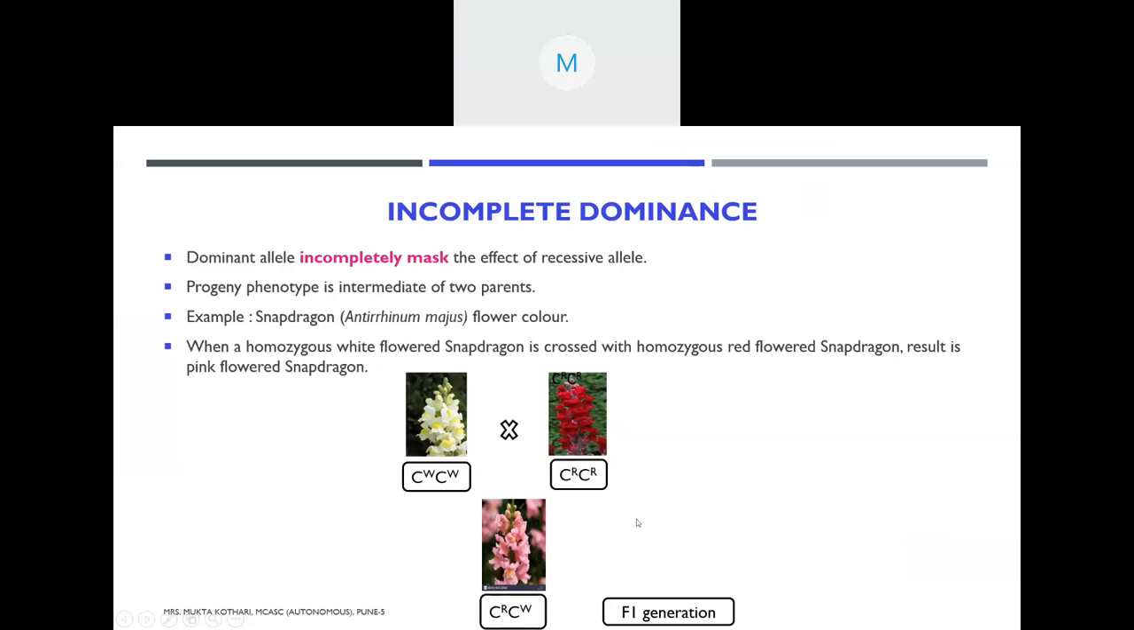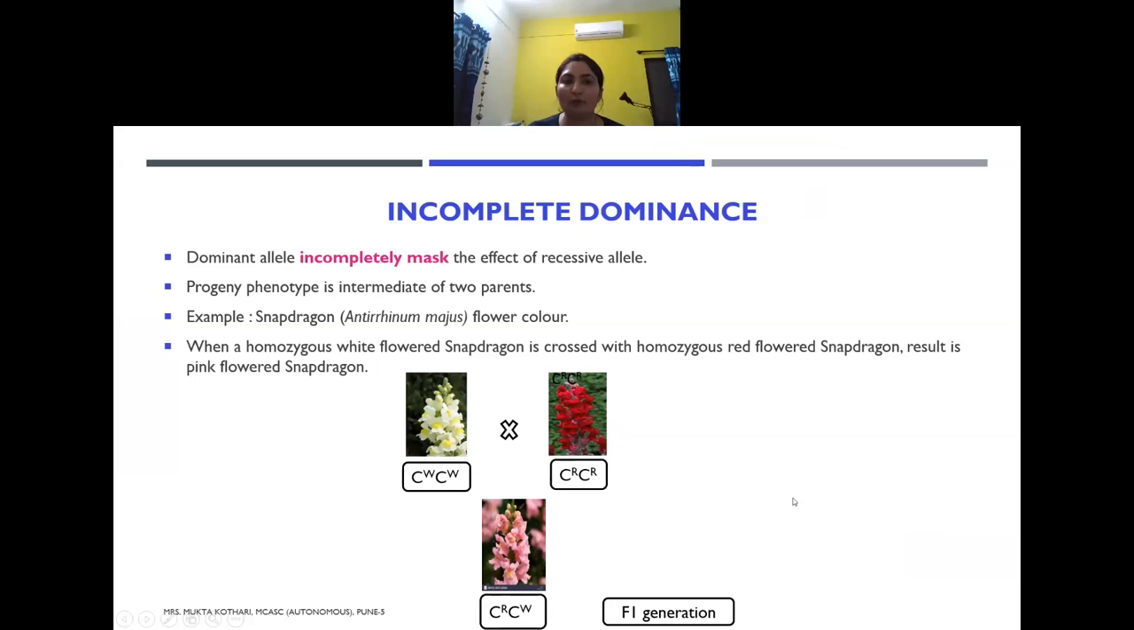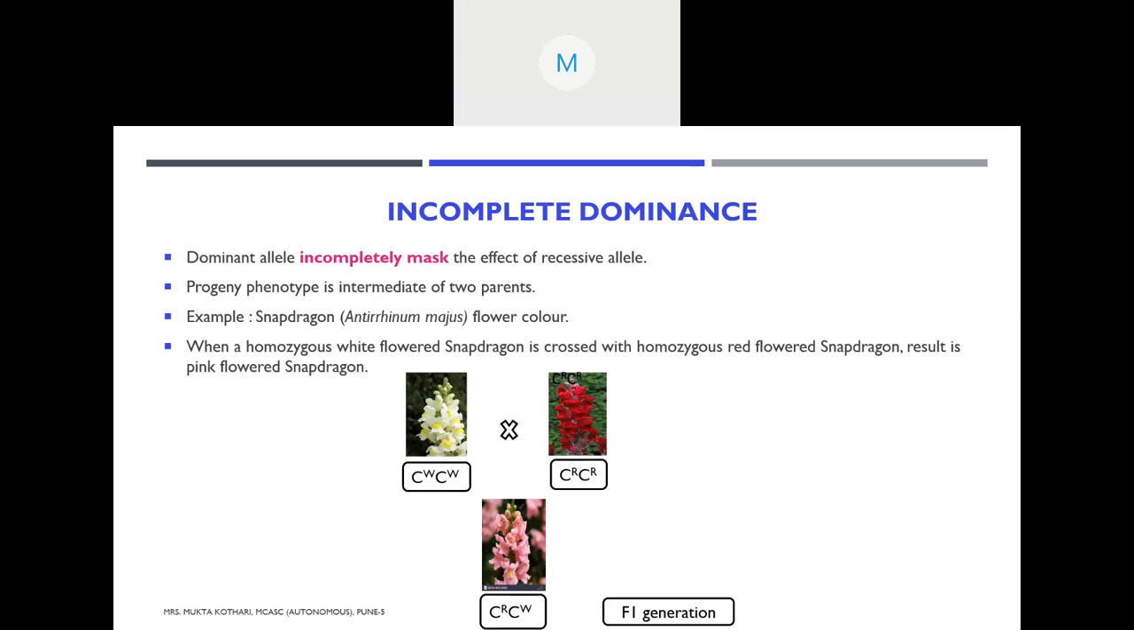So, the first phenomenon is incomplete dominance. Here, we all know what a dominant allele and a recessive allele are. The dominant allele is the allele which can express itself even in the presence of a recessive allele. And the recessive allele will be expressed only when it is in a homozygous form. Otherwise, its effects will be masked by the dominant allele in the heterozygous form.